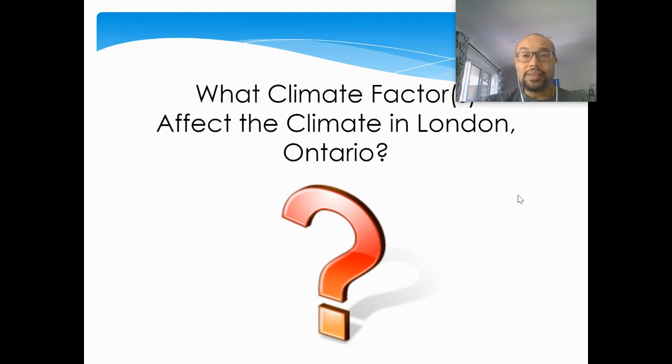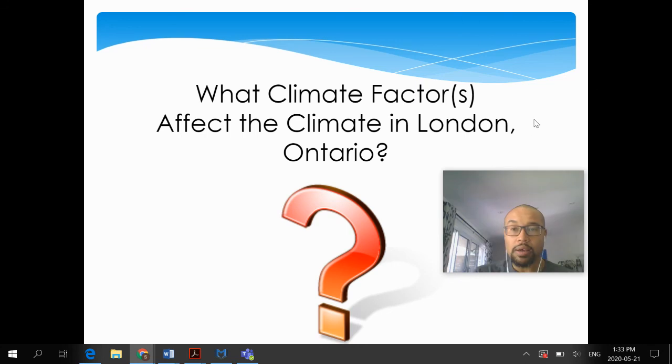Okay, that's it. So what I'd like you to do now, and I'll put up a little Google Doc, I want you to tell me which of those factors you think are most important in affecting the climate of London, Ontario, Canada. So of the latitude, the ocean currents, the wind, elevation, relief, and nearness or proximity to water, which factors are most important in London, Ontario, Canada, and why?